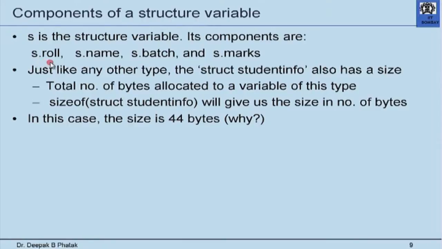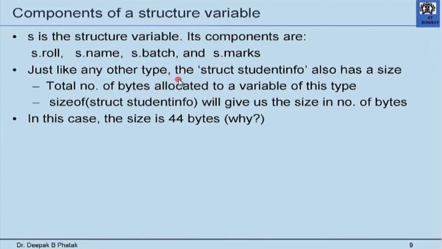So s dot roll becomes the roll number of this structure variable s. Its value will be integer because the first component was defined as integer. s dot name is an array which will hold the name of the student. s dot batch is again an integer value. s dot marks is a floating point value. It is therefore this s, which is a variable of the struct type, which actually is building a motley crowd of these 4 people as a single entity.